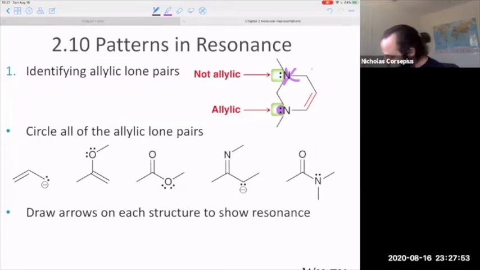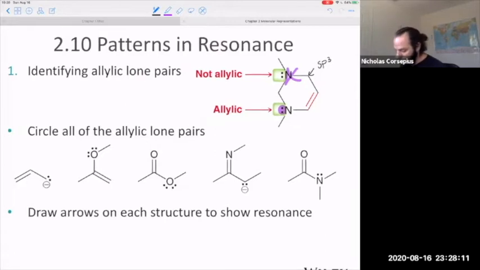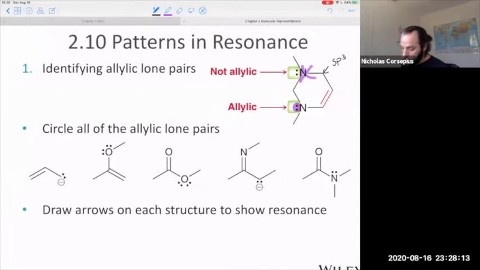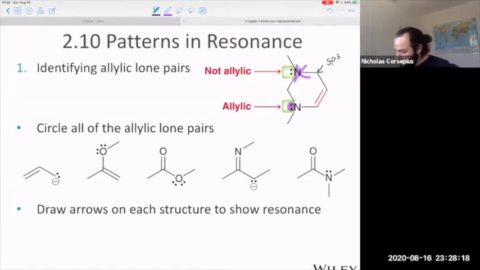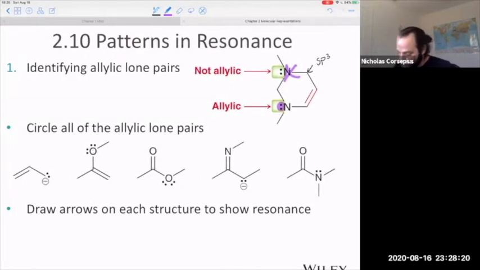In particular, this guy here is what messes this up, right? Because this is sp3 hybridized, and so there's no p orbital that's available for these electrons to move through to that double bond, right? You've got to have those p orbitals all in a line. That's a key to resonance. So if we want to locate pairs of electrons that are in allylic positions, these are just an illustration of all those different possibilities.